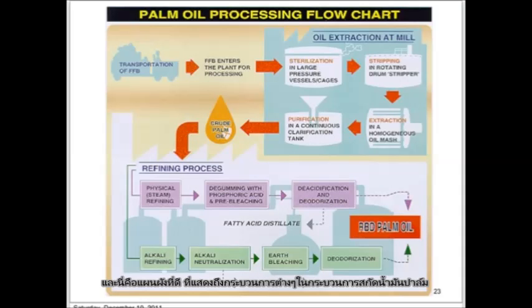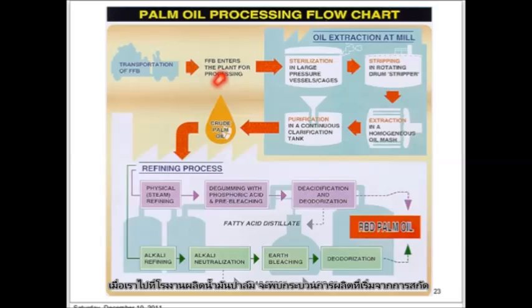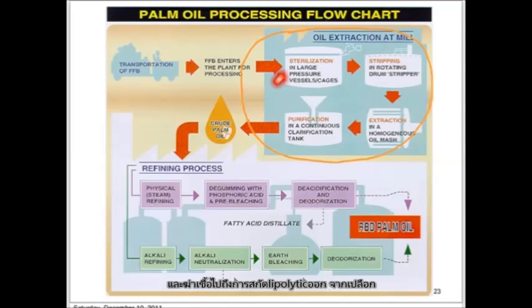So this is a nice flow chart to show the various stages in the palm oil processing. So we start from transporting the FFB, the fresh fruit bunch, from the plantation by using various means of transportation. Then it will go to the oil mill, to the plant for processing. Then here, the whole part here is actually the oil extraction at the oil mill, starting from the sterilization to deactivate the enzyme and to facilitate the process of the stripping of fruitlets later.